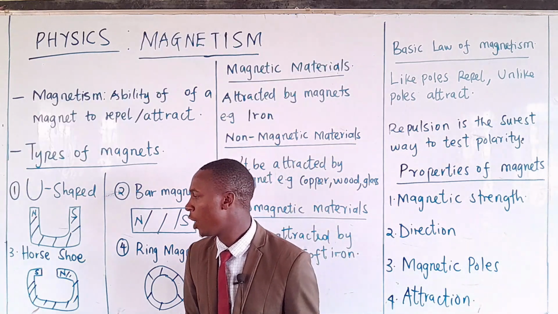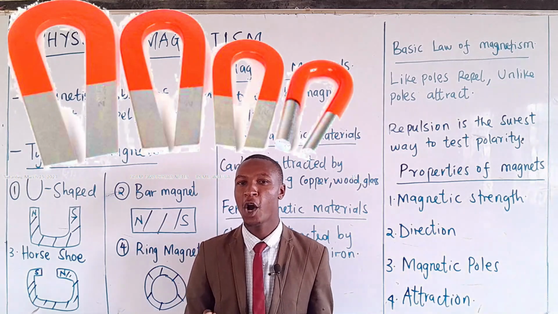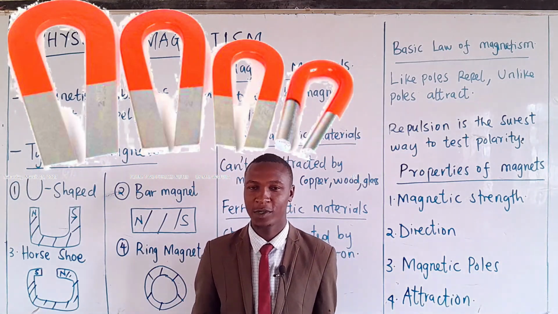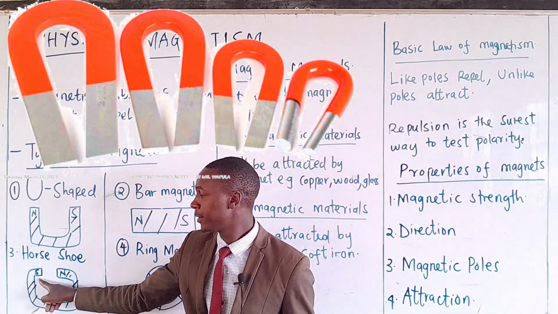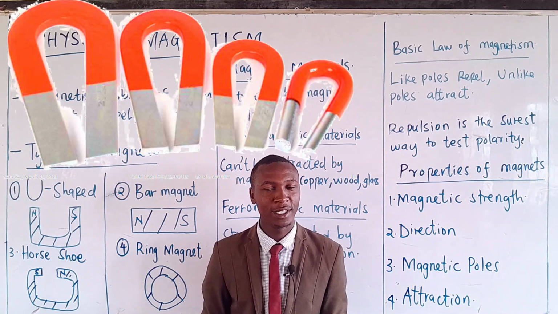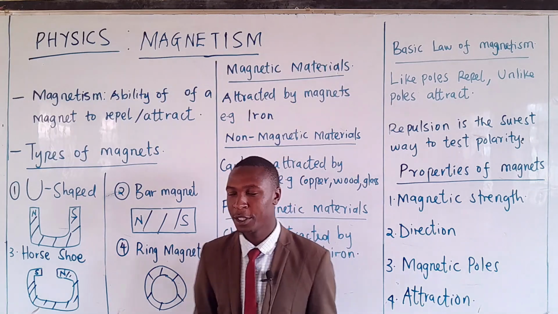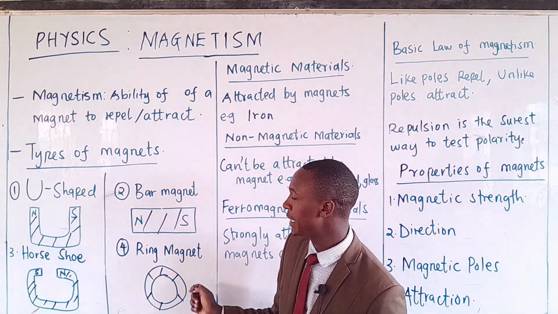We also have a horseshoe magnet, and this magnet is in the shape of a horseshoe, or the shoe of a horse, if you have seen it before. The polarities are at the ends, the south and the north. The polarities of any magnet are always at the ends, except for the last type that we are going to discuss here, which is the ring magnet.